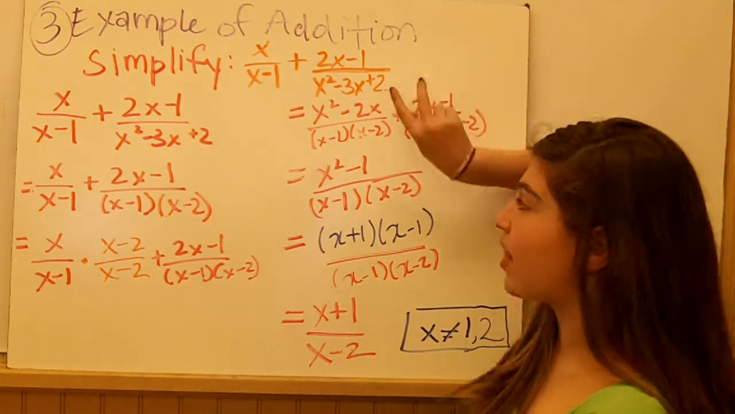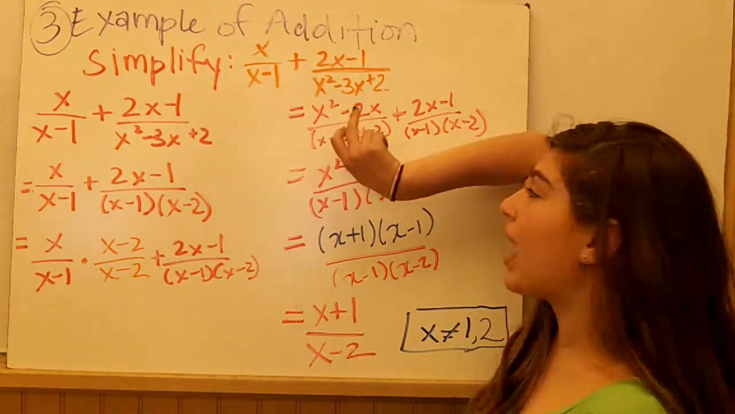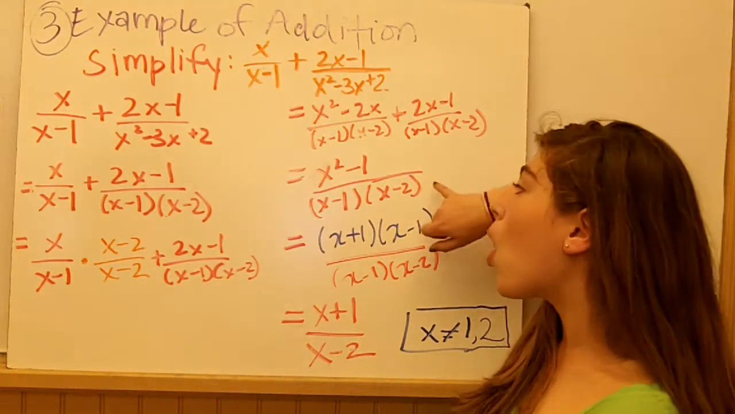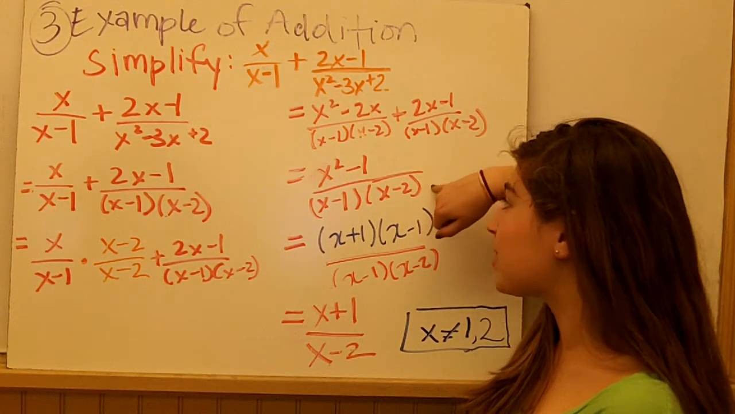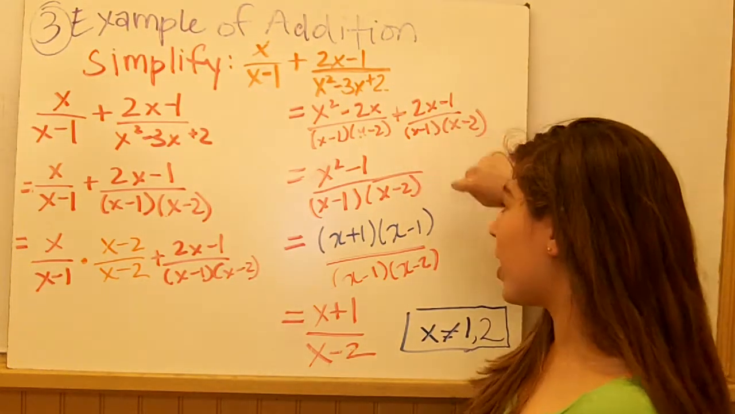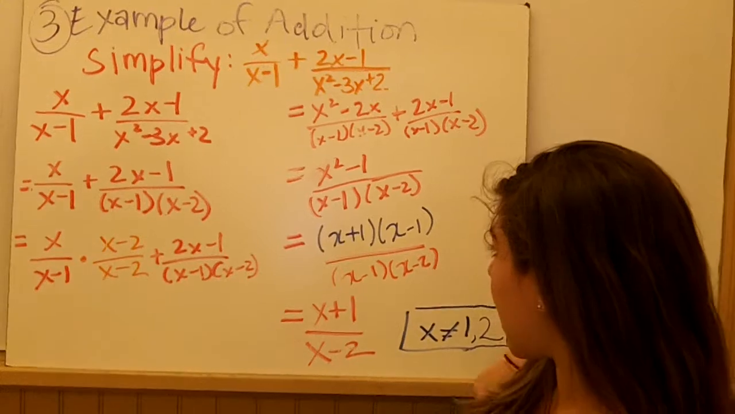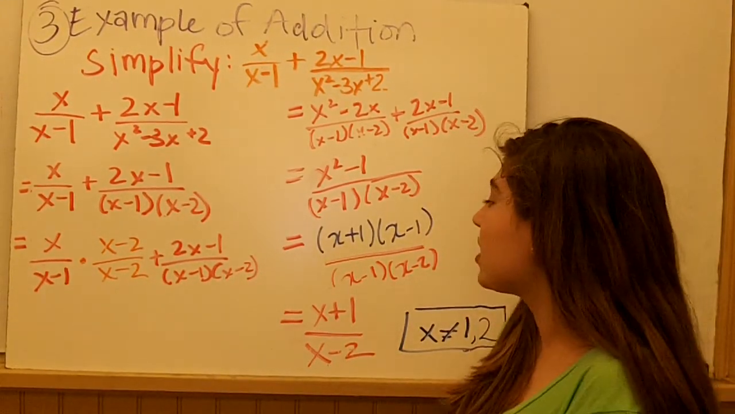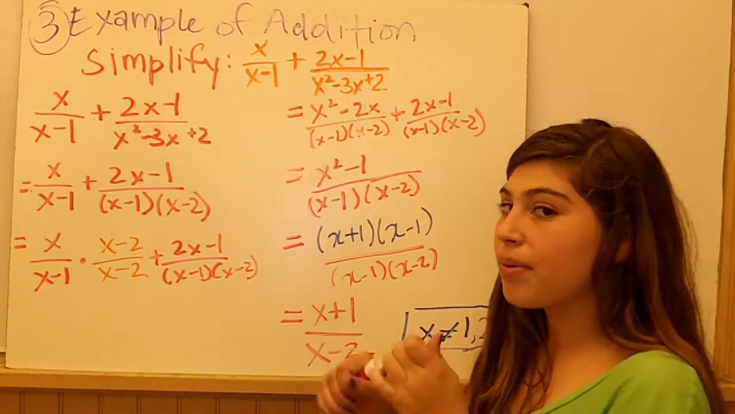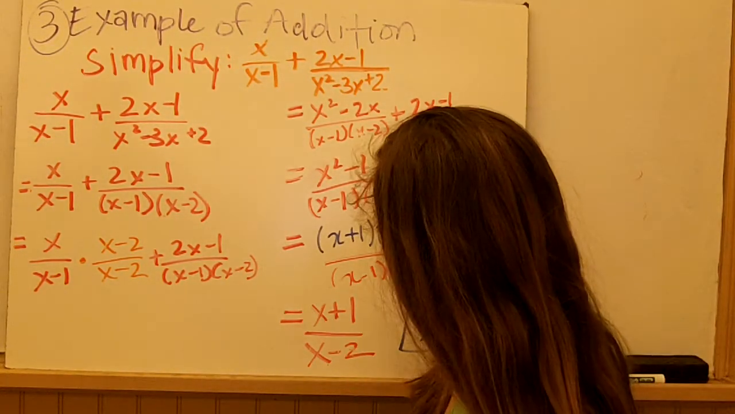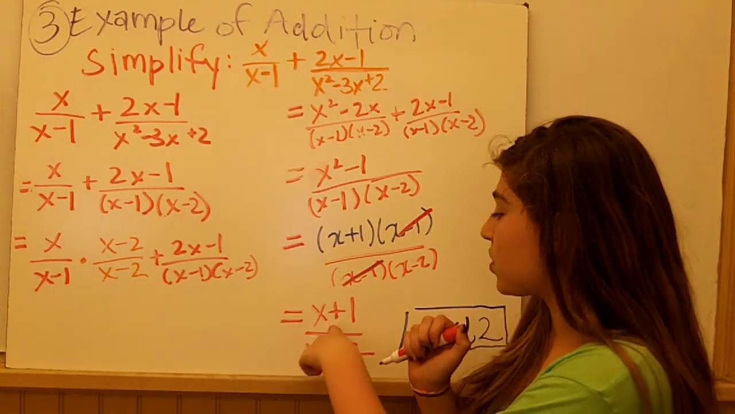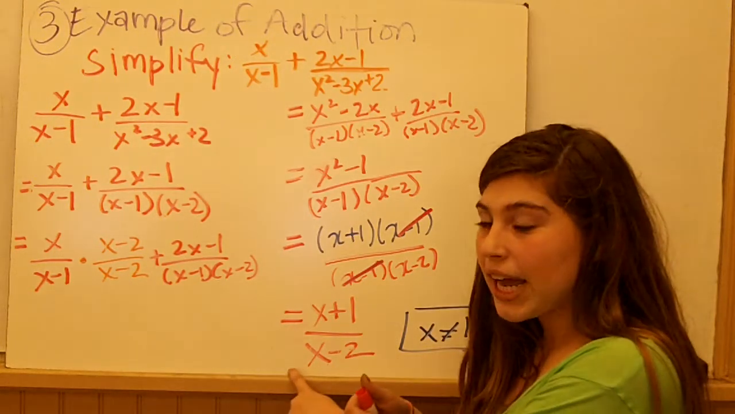We add the numerators together. The negative 2x and the positive 2x cancel out, so we're left with x squared minus 1 over the LCM of x minus 1 times x minus 2. This is the difference of two squares pattern, so it factors to x plus 1 times x minus 1. And then we see there's an x minus 1 on both sides, so those can be canceled out. And then we get, in our final answer, x plus 1 over x minus 2, and that's your answer.